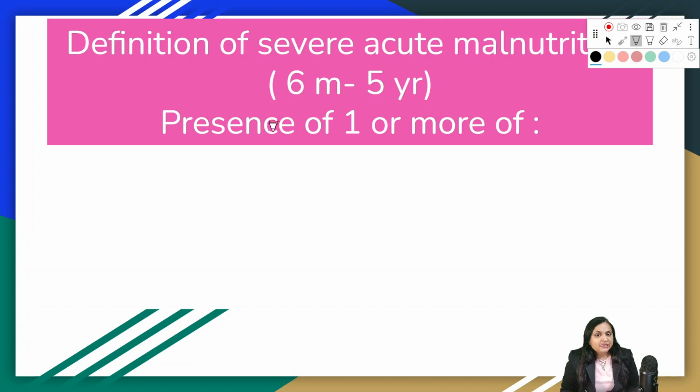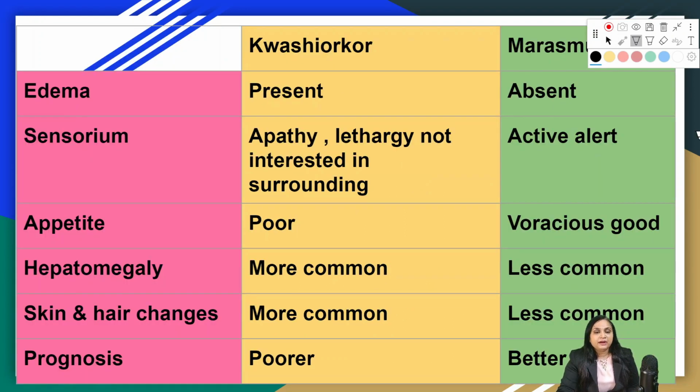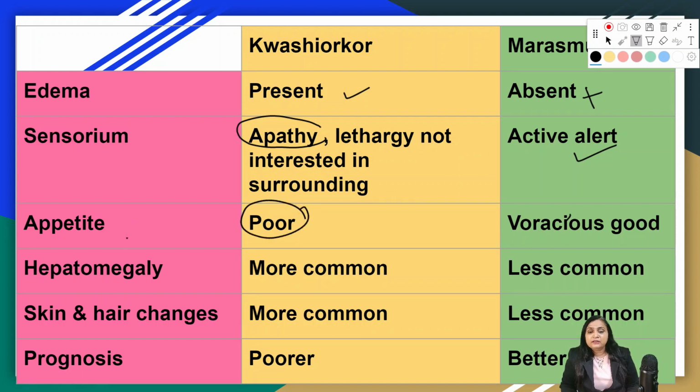Definition of severe acute malnutrition for the child between the age of 6 months to 5 years: presence of one or more of weight for height less than 70% or minus 3 Z score, severe wasting, mid upper arm circumference less than 11.5 cm, or symmetrical bipedal edema of nutritional origin. So this is the difference between kwashiorkor and marasmus. In kwashiorkor there will be a presence of edema, in marasmus it will be absent. Sensorium: in kwashiorkor the child will be apathetic and not interested in surroundings, in marasmus the child will be alert. Appetite will be poor in kwashiorkor, in marasmus it will be voracious. Hepatomegaly is more commonly seen in kwashiorkor, not seen in marasmus. Skin and hair changes are seen in kwashiorkor, not in marasmus. Prognosis is very poor in kwashiorkor, in marasmus the prognosis is good.